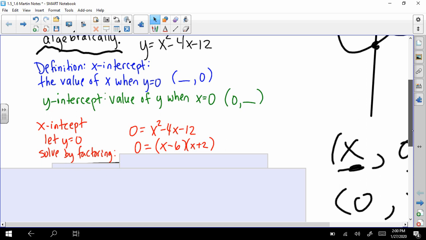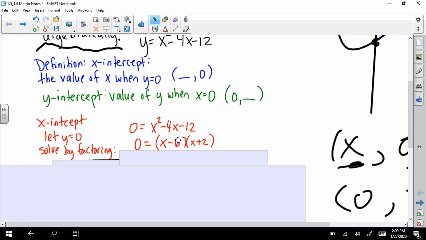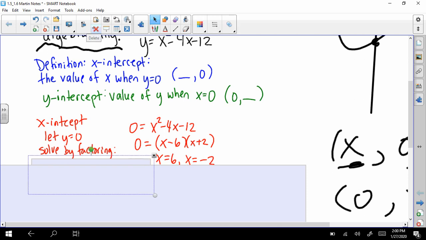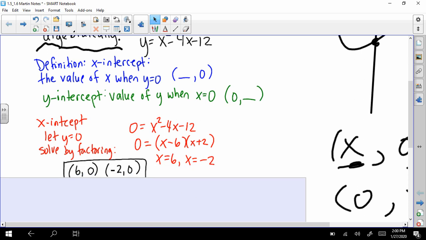Once you make y 0, you're down to a one variable equation. You use one variable equation techniques in order to solve it. And that means you set each factor equal to 0. X minus 6 equals 0, x plus 2 equals 0. You get the two values of x. When you're done with that, okay, I want you to write ordered pairs.